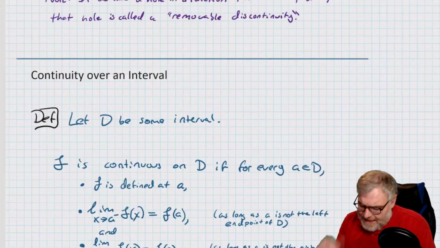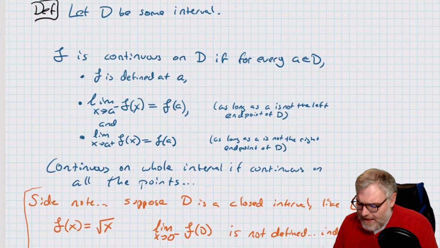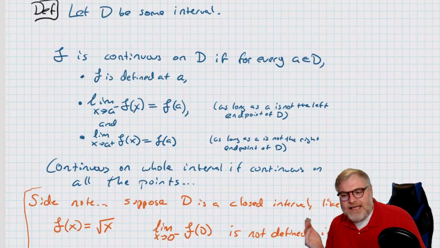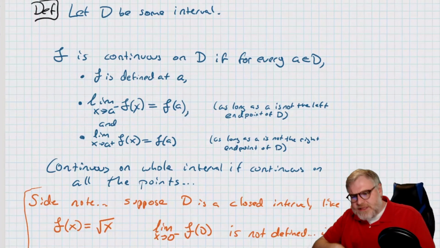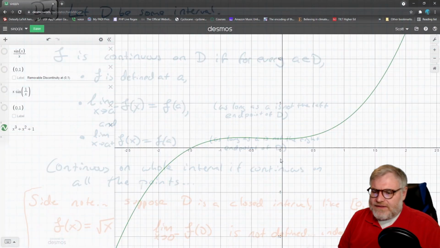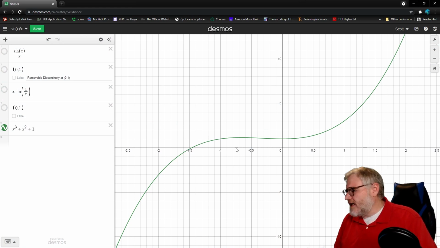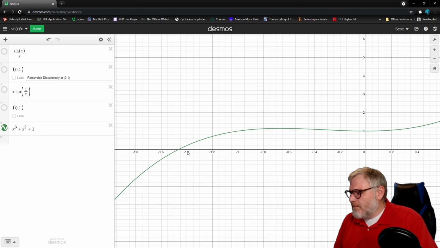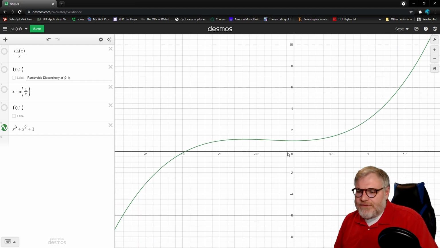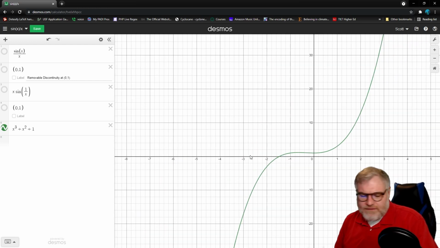So the way I say that is I just let D be some interval. Now, f is continuous on D if for every a in D, f is defined at a, and the limit as x goes to a from the left, this is for every a in D, right? So instead of saying one a in D, I'm saying everywhere in D. So here, I'm continuous if a equals negative 1.5, if a equals negative 1, if a equals negative 1.4, if a equals 0, if a equals 0.5. This thing is continuous at every point, okay?